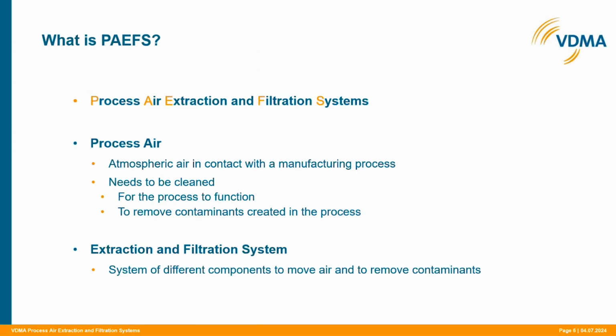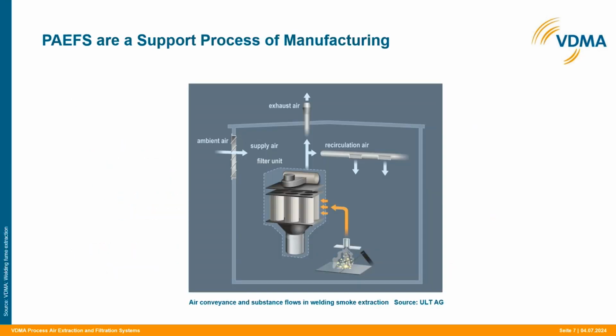First of all, what is a PAEFS, a process air extraction and filtration system? Process air is atmospheric air that is in contact with a manufacturing or production process and needs to be cleaned, either for the process to function and produce what it's producing, or to remove contaminants that are created while the manufacturing is taking place. The extraction and filtration systems are those components that are moving the air and actually removing the contaminants from this air.